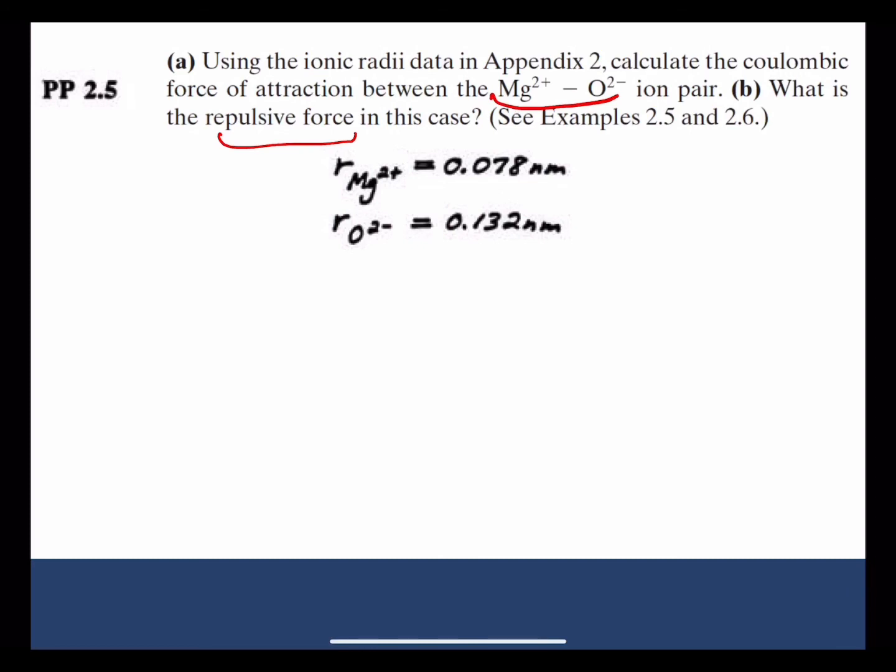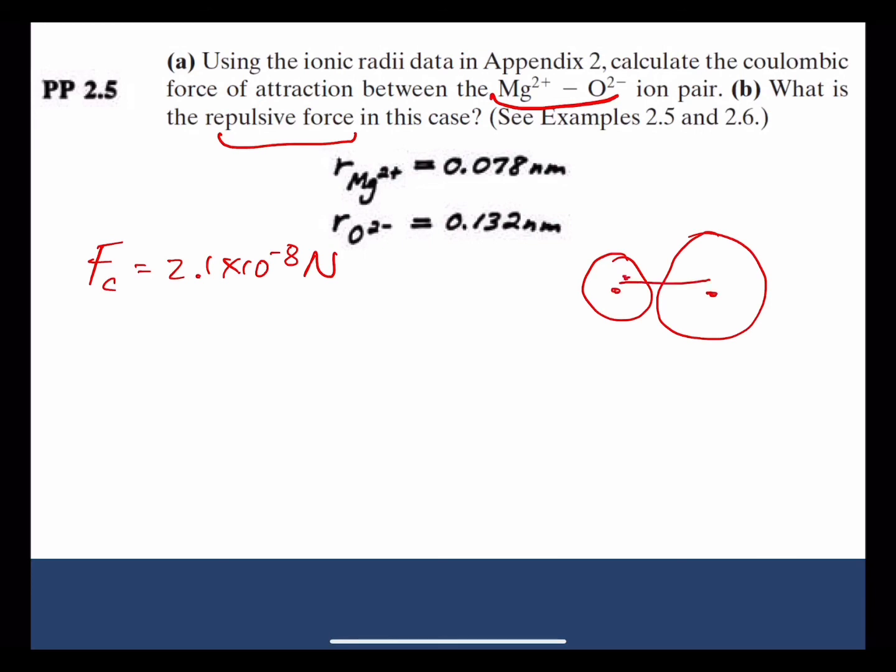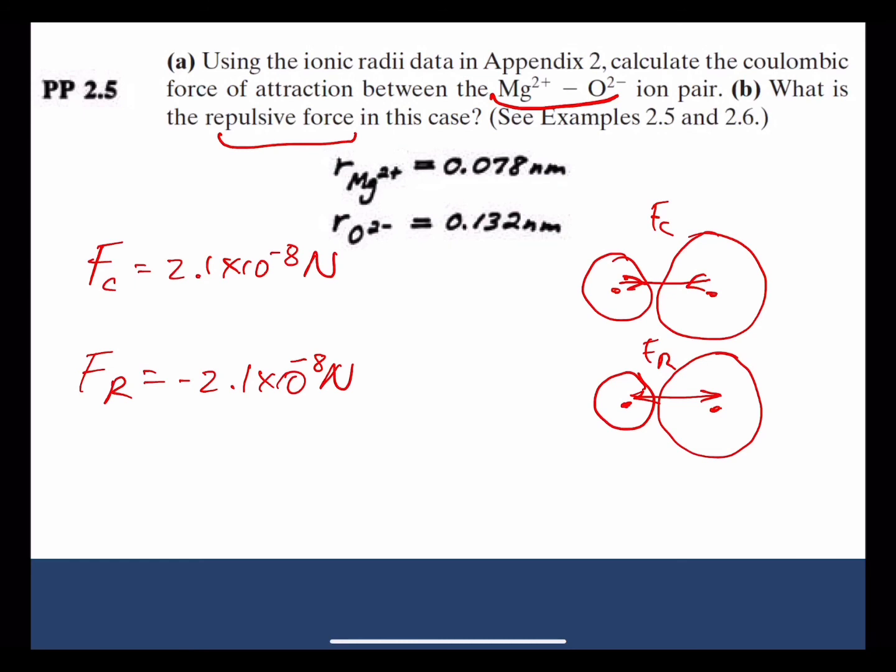So we just learned a moment ago that the force of attraction, or the Coulombic force, was equal to 2.1 times 10 to the minus 8 newtons. And that was the force of attraction bringing these two together. And of course, that has to be equally matched, but opposite in sign, to the repulsive force, which is going to be repelling the two away from one another. So if the Coulombic force here was positive, then the repulsive force should be the opposite sign, negative 2.1 times 10 to the minus 8 newtons.